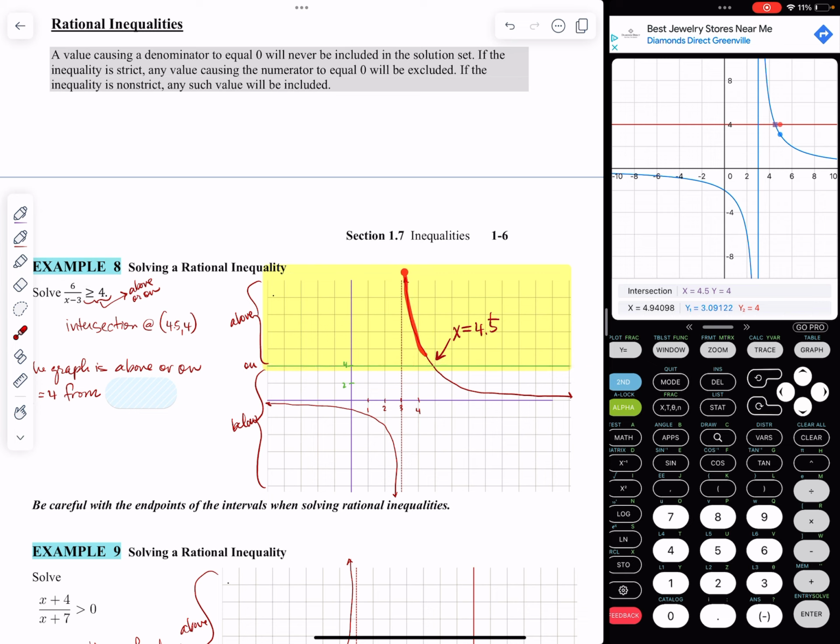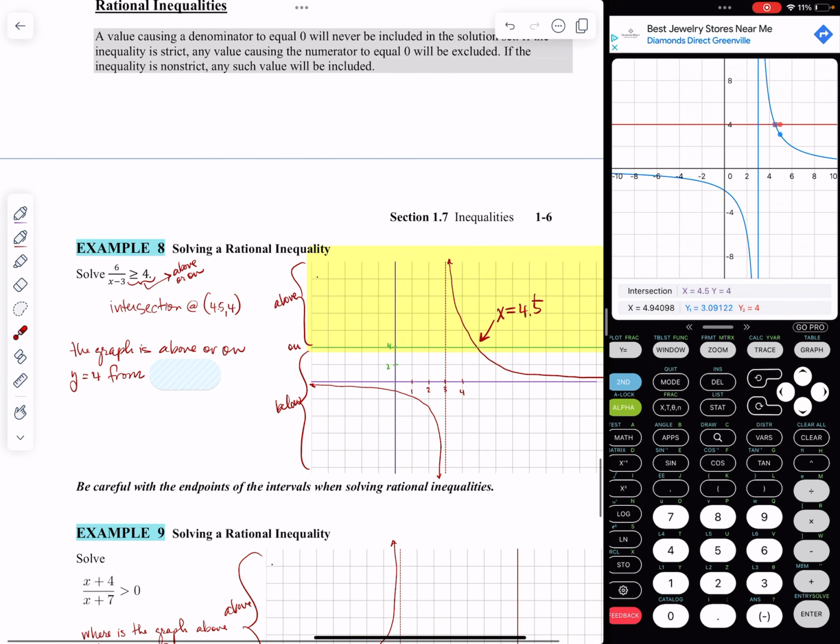Well, where does this piece begin? It doesn't begin back here. This piece doesn't begin until right after this x equals 3 line. So our above part, above or on, starts at x equals 3. But remember, you cannot touch a vertical asymptote, so that's why I used a round parenthesis on the 3.